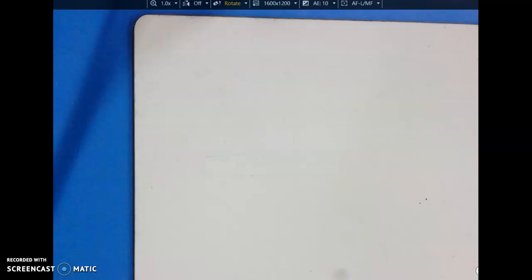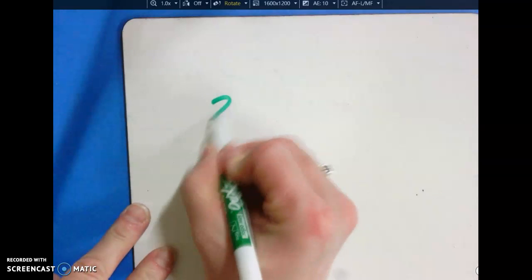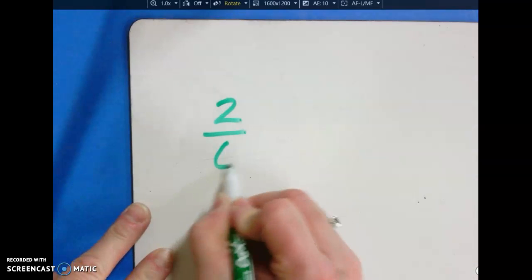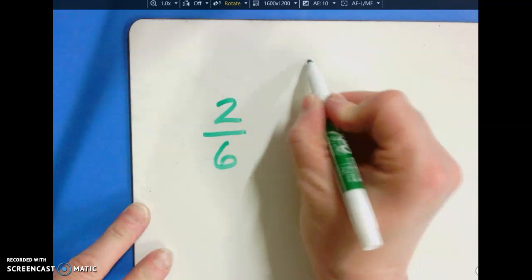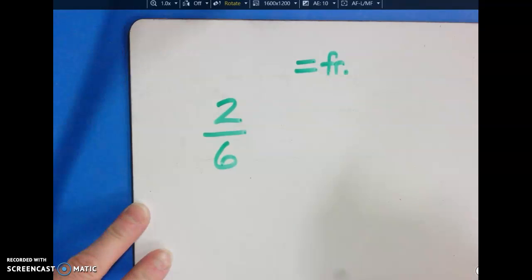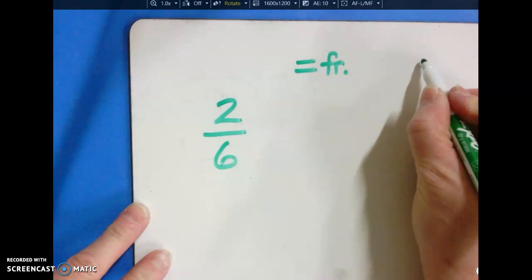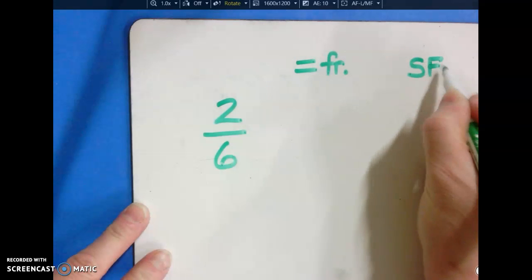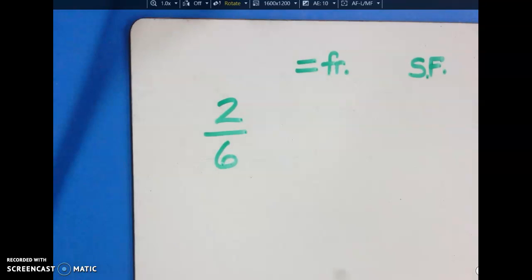So if I were to take the fraction 2/6, a lot of times today you're going to have to make an equivalent fraction. We'll use EF as an abbreviation there. And we're also going to have to put our fractions in what we would call simplest form. We'll let SF stand for simplest form.